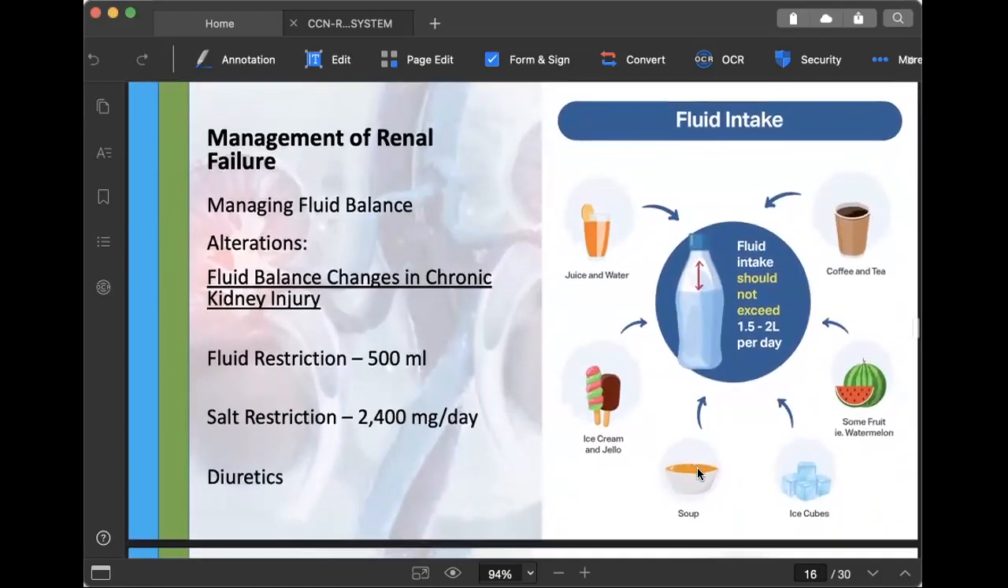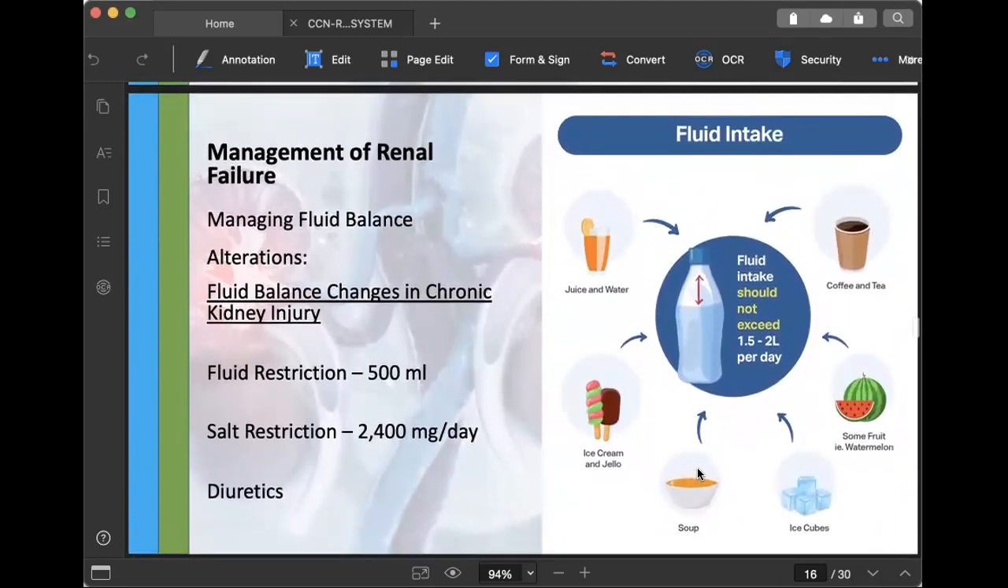Now, fluid here, managing the fluid imbalance: fluid balance changes in chronic kidney disease call for restriction of your fluid. It should not exceed 1.5 to 2 liters per day. So we can limit actually to at least 500 cc. And then salt restriction to 2,400 milligrams per day. You already know what's with salt. And also your diuretics. And always remember to monitor your intake and output here as well as the weight of the patient.